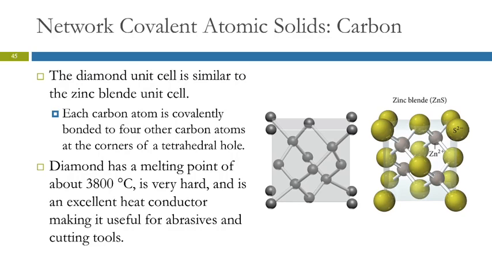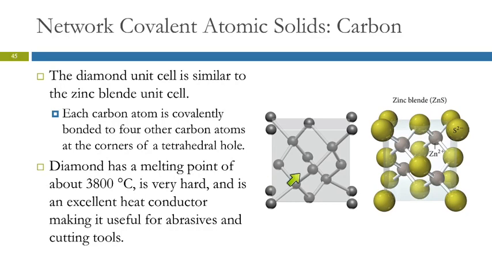That diamond unit cell is similar to the zinc blend cell that we just looked at, where here we had face-centered cubic, and then we had zinc ions in the tetrahedral holes. For the diamond structure, you've got that face-centered cubic, but in the tetrahedral holes are also carbon atoms. So they're just all carbon atoms.